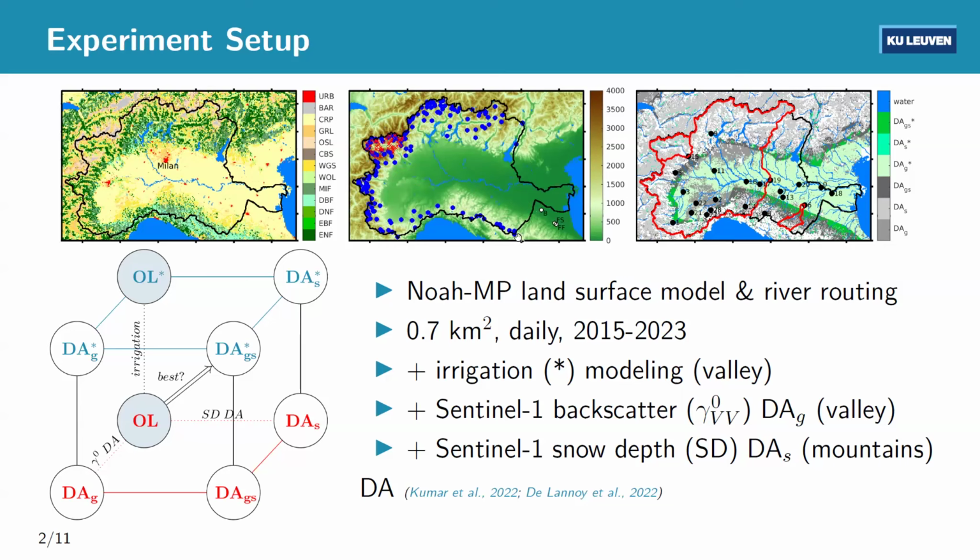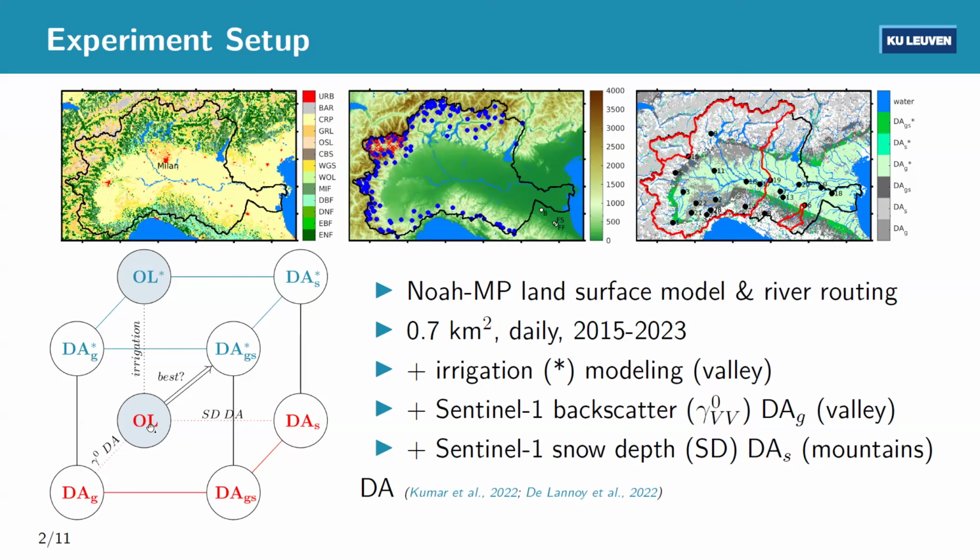So over this area, we conduct 8 experiments, or 8 digital twins, if you like, with the Noah-MP land surface model, which dynamically simulates vegetation, and we also do river routing. All simulations are at less than 1 kilometer, so high resolution, we call that, daily, about 8 years worth of output.